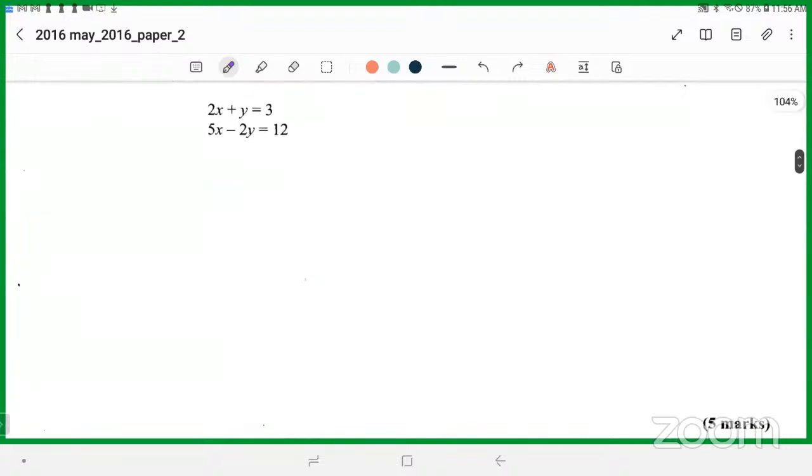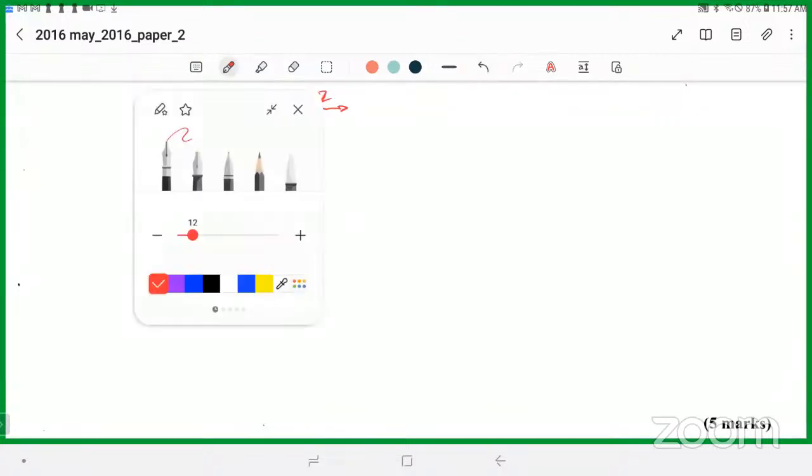Simultaneous equations right here now to solve. To solve simultaneous equations, I'm going to use a process of elimination because both of them are linear. We're not going to use a substitution method. And since this is a positive y and this is a negative 2y, I'm going to eliminate the y terms by adding the 2 equations. But I need this to become a 2y first. What I'm going to do is simply take this first equation and multiply it by 2, because I want the y to become a 2y.